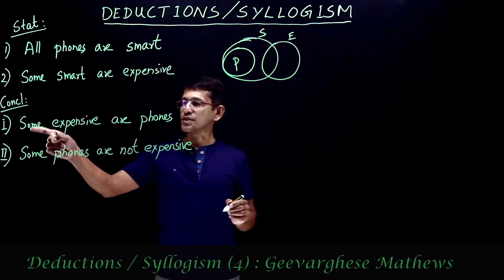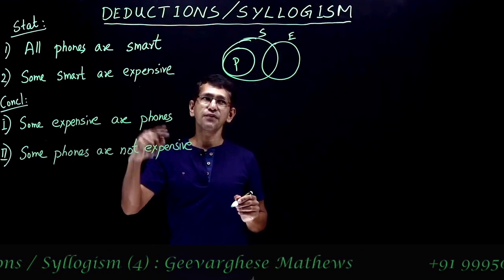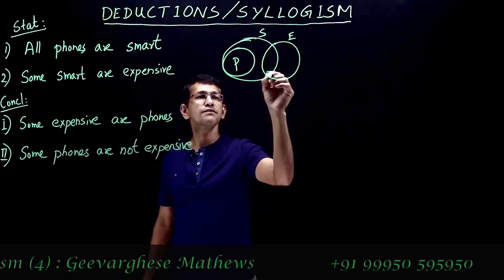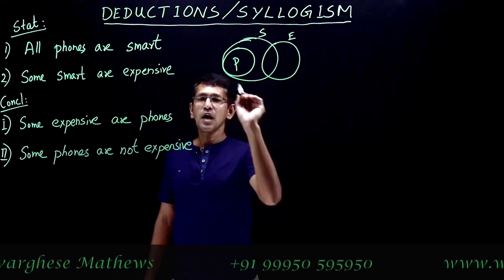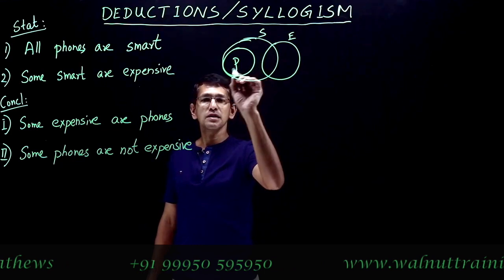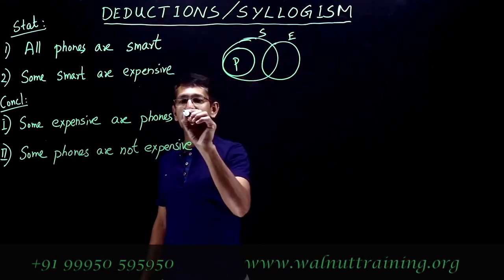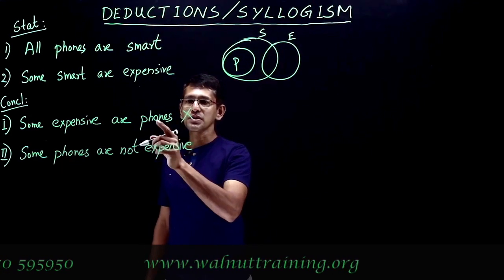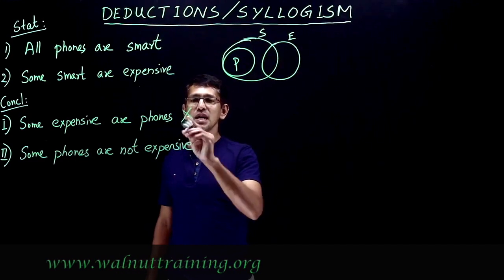Now look at the conclusion. Some expensive are phones. Is it? I don't see any intersection between expensive and phones. So this is invalid for the basic diagram. A positive conclusion, invalid for the basic diagram, doesn't follow.